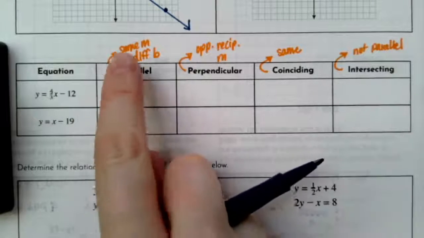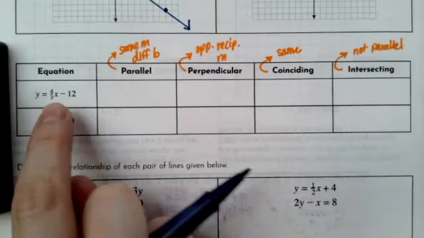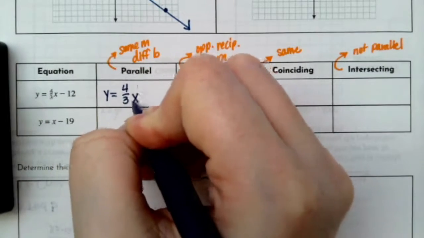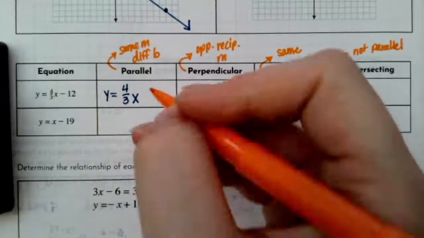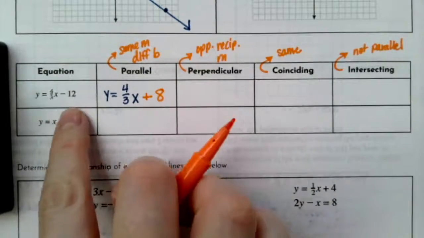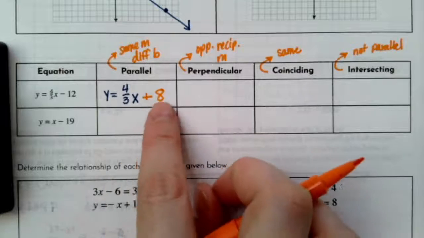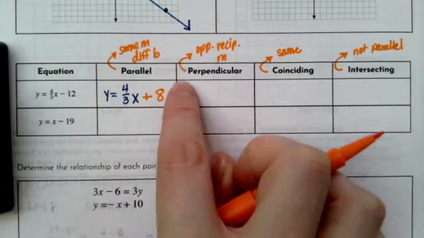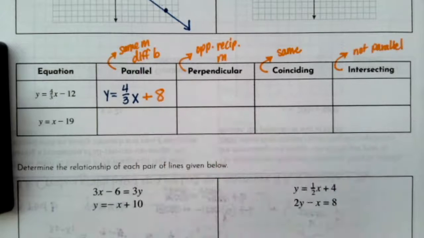So parallel would have the same M but a different B. So keep this the same and change minus 12 to whatever you want. I'm going to do plus 8. As long as it's not minus 12, that's fine. I wrote it in a different color only to show that the blue is what you absolutely need. The orange could be different.